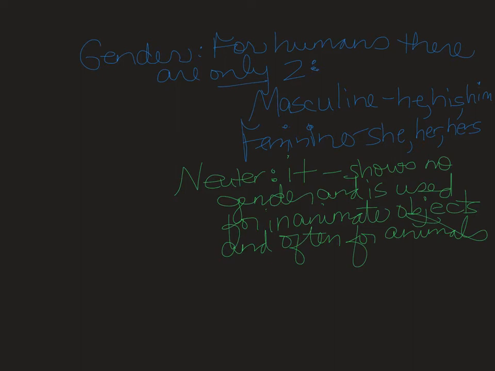Also, often we use it when we're talking about animals, unless there's something else in the sentence that shows us that the animal is male or female. If there is nothing in the connotation of the sentence that tells us male or female for the animal, we just use the word it to refer to an animal. All right, next slide, please.